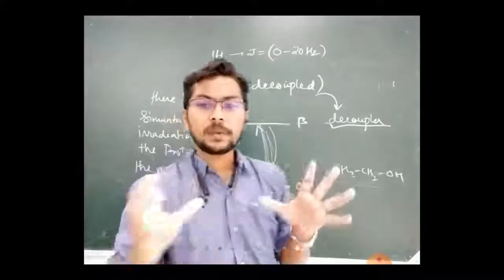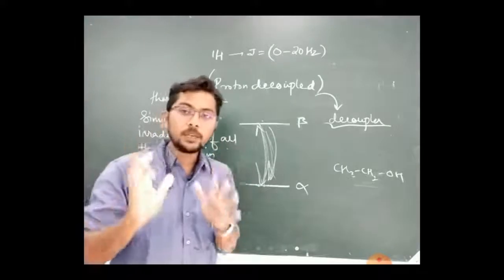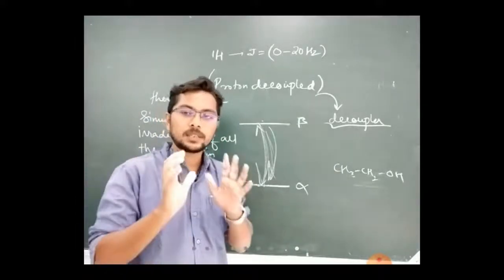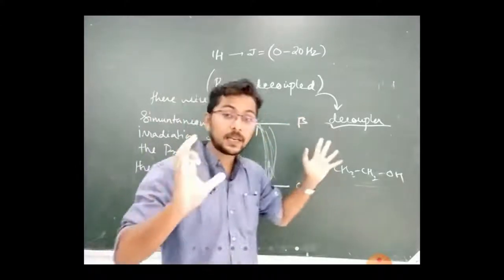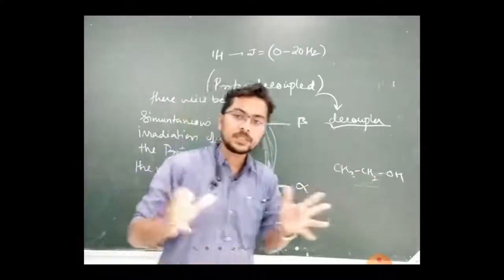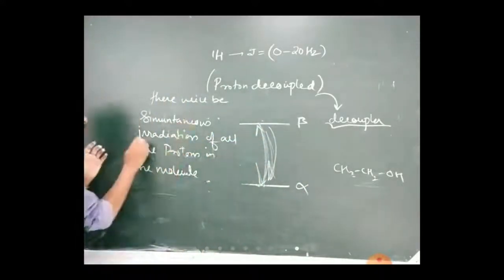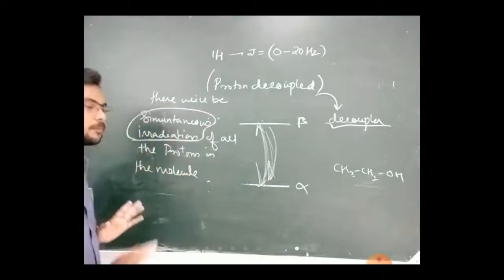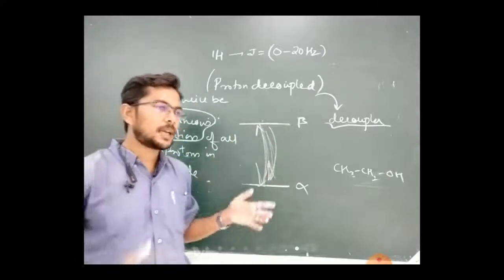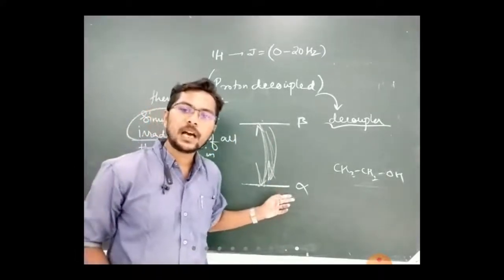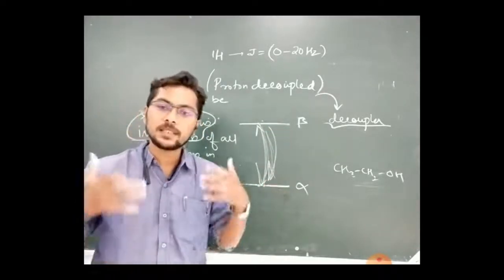Since this decoupler is sending a wide range of irradiations, now mind you, we are talking about the carbon 13 nucleus. In this carbon 13 NMR experiment, there is a decoupler giving a wide beam of energy, simultaneously irradiating all the protons in the molecule, and because of this there is rapid exchange of energy states, and ultimately a time comes when the population in the alpha state and the population in the beta state is the same.